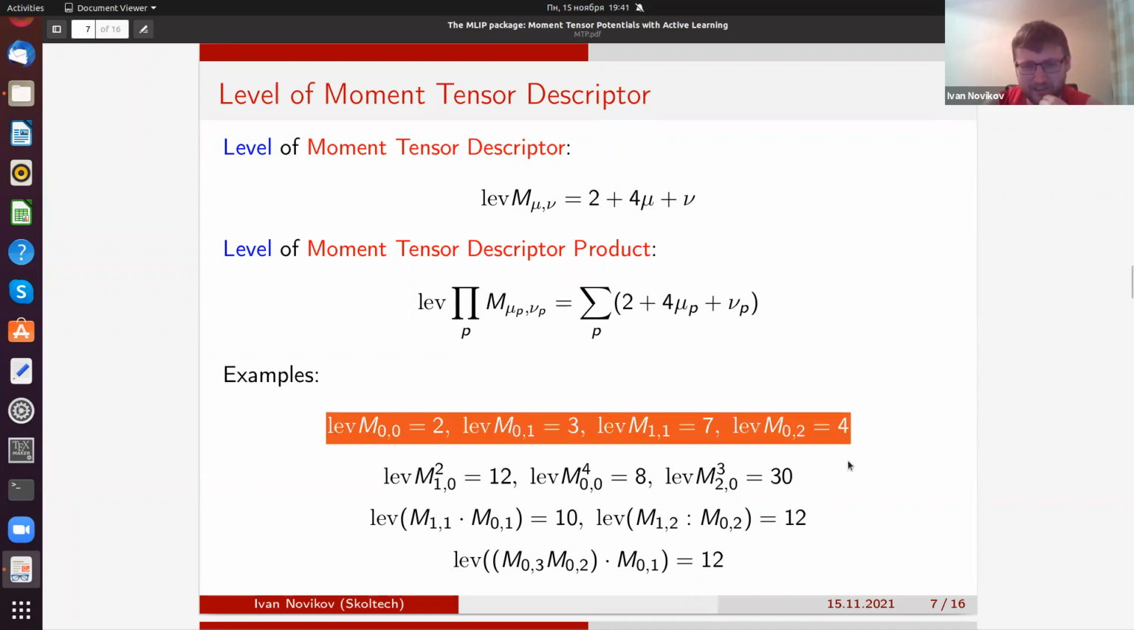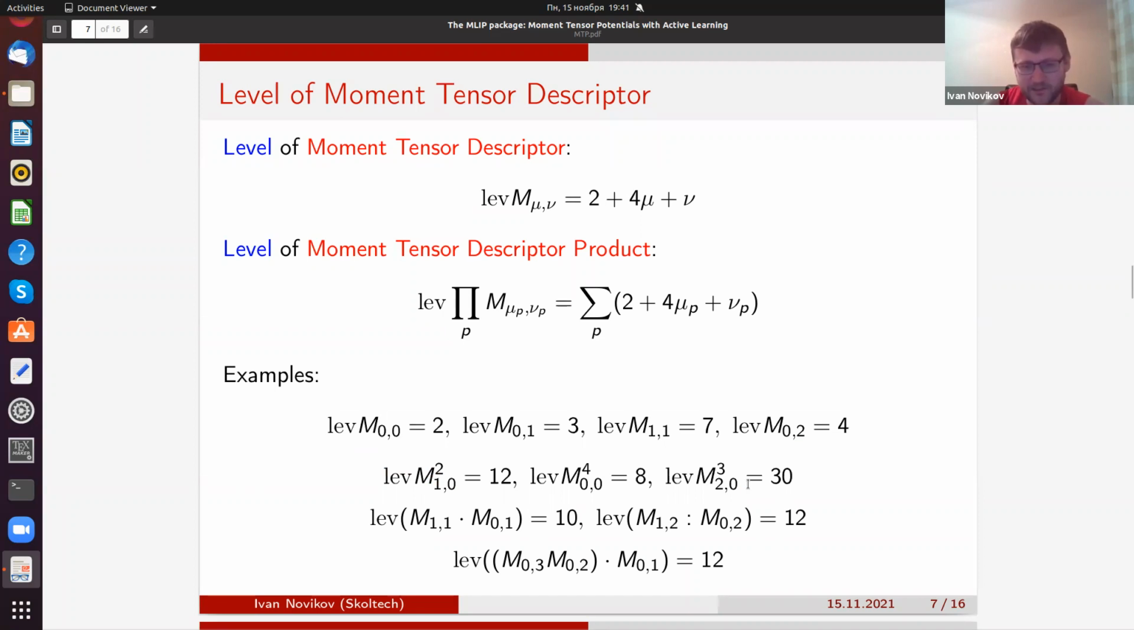In the first line, I wrote the so-called simple moment tensor descriptors. The second line is products or powers of simple moment tensor descriptors. And in the third and fourth lines here, I wrote more complicated moment tensor descriptors. For example, here is the so-called inner product or scalar product of vectors. The level of it is equal to 10. One more moment tensor descriptor is the so-called contraction of a matrix, or the Frobenius norm, as we call it in math. So it's the sum over squares of all elements. The level of this descriptor is 12.